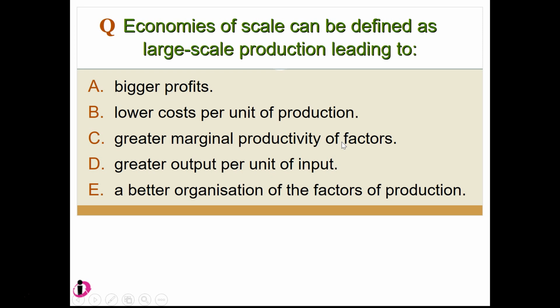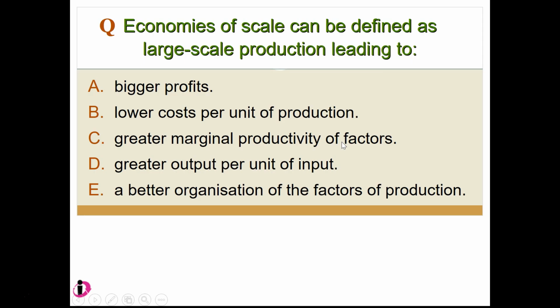D, greater output per unit of input. Again, similar answer, not correct, because even if you produce greater output per unit of input, so each worker which you hire generates more and more output, more and more goods and services, however, they might cost you quite a lot as well. So this will not necessarily lead to lower costs.